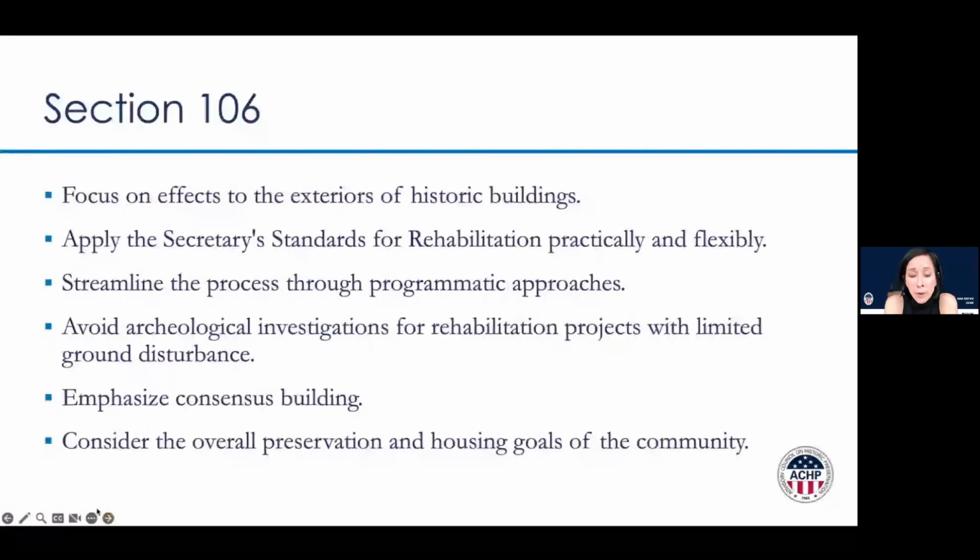When it comes to Section 106 in particular, and again, some of you may have been involved through your certified local government in 106 issues at the local level. But at 106, we talk about the focus should be on exteriors of historic buildings in historic districts. This is excluding national historic landmarks or individually listed districts. We talk about the practical, flexible integration application of the Secretary of the Interior standards for rehabilitation.